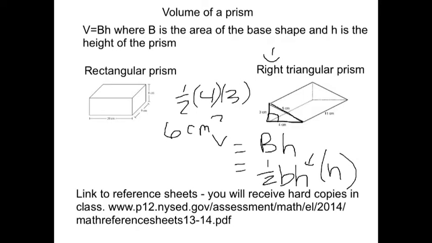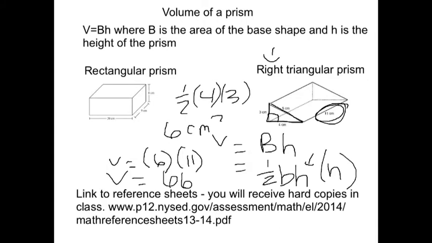Well, the height of the prism would be how tall the prism would be if I was standing it on the base. So if the base was touching a surface and I was standing it upright, how tall would the prism be? Well, in this case, we know the base area is 6 and the height of the prism is 11, because if it was standing on its triangular base, it would be 11 centimeters tall, which means the volume would be 66 centimeters cubed. Volume is cubed, area is squared.